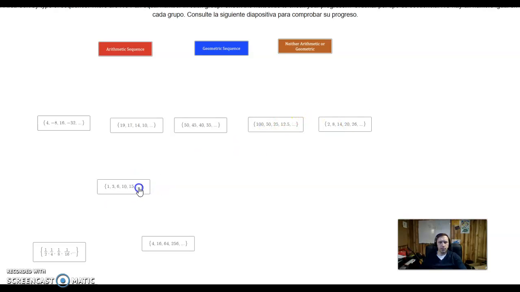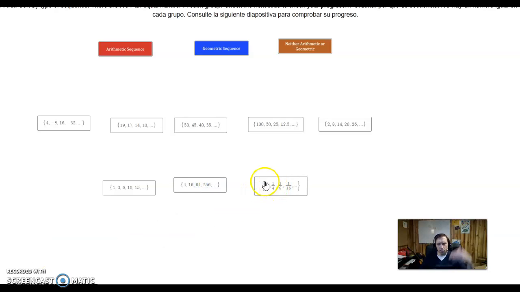So I'm just going to put these in order here. Take a moment, try to figure out, is it growing by the same number, adding or subtracting? Well, then it's arithmetic. Is it growing by multiplying by a number or multiplying by a fraction, right? Then it's geometric. All right, so take a moment, pause, and try that.